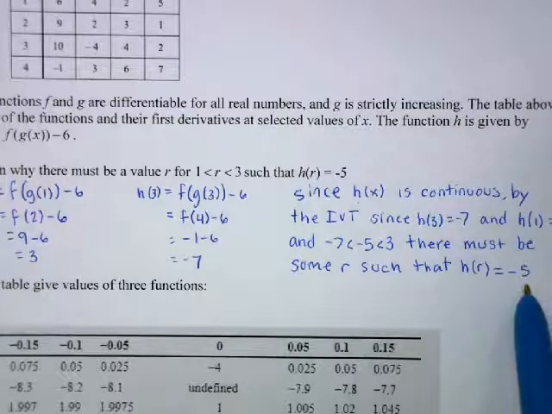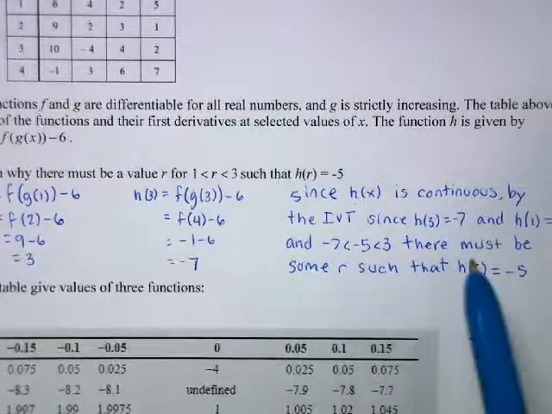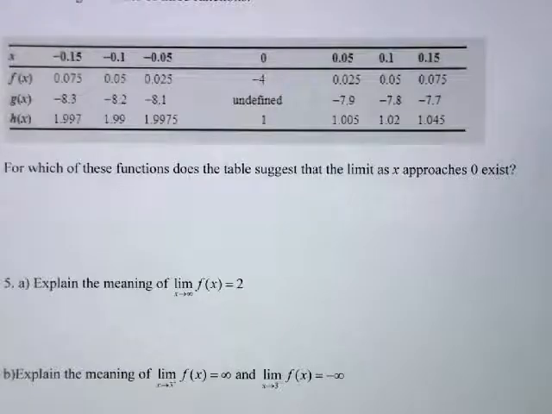Okay, so for which of these functions does the table suggest that the limit as x approaches 0 exists? The first thing I want you to do, cross that off. I don't care what happens at 0. I just care about what happens as we get really close.